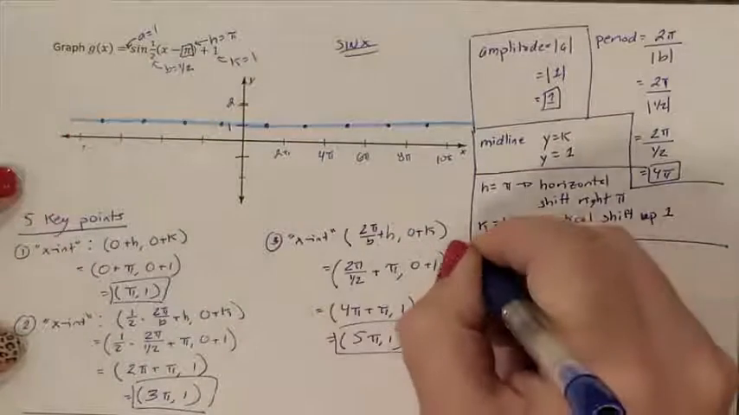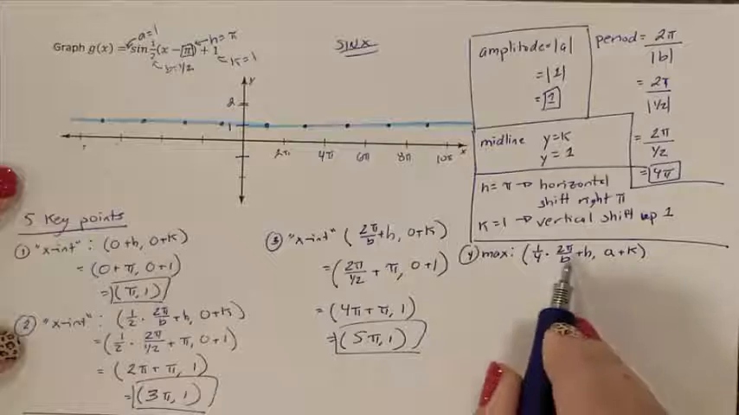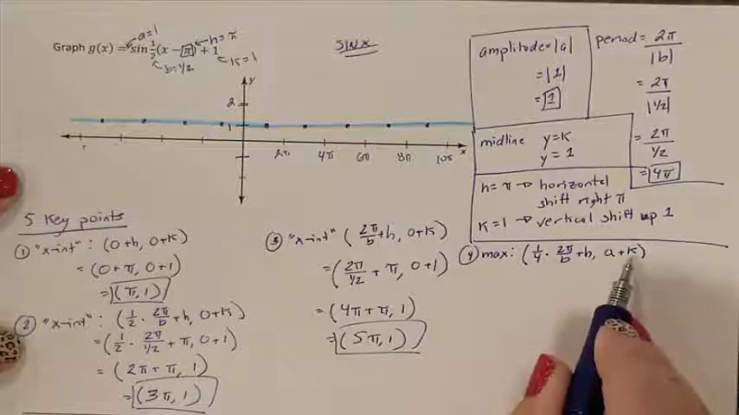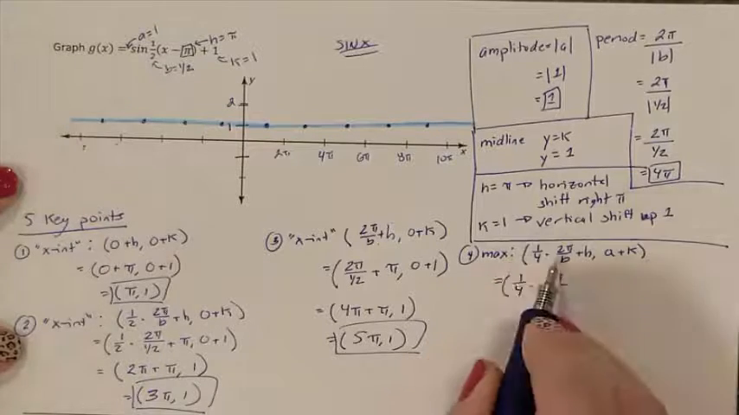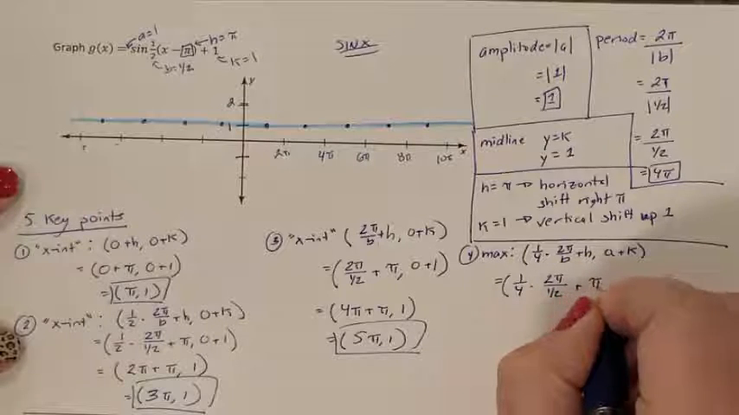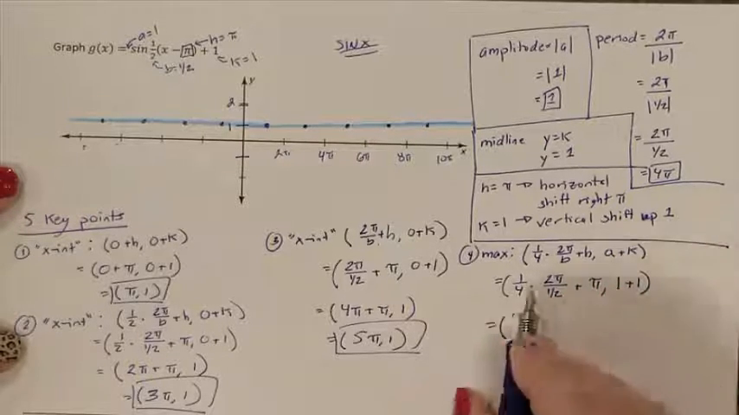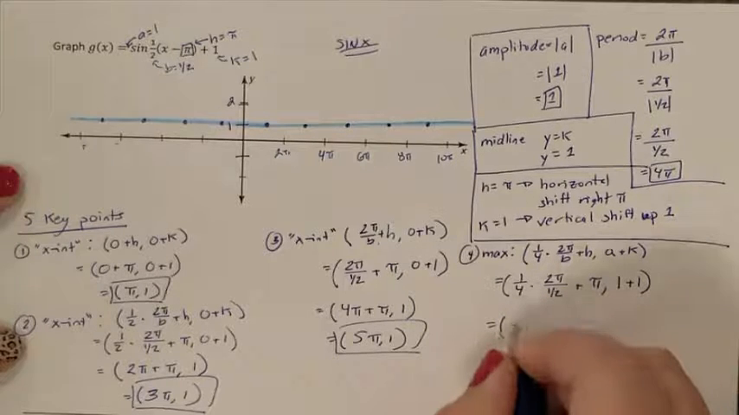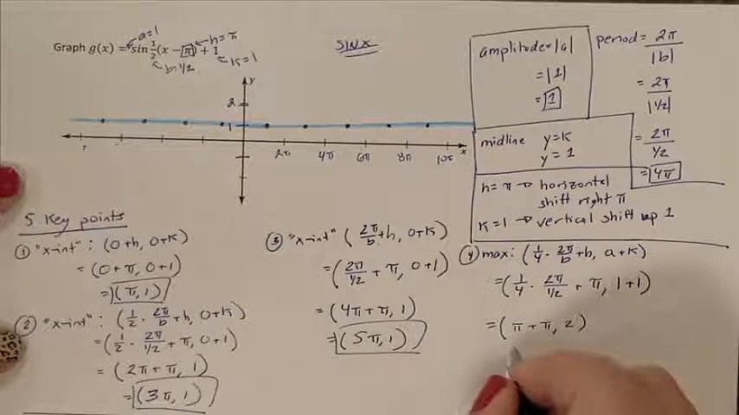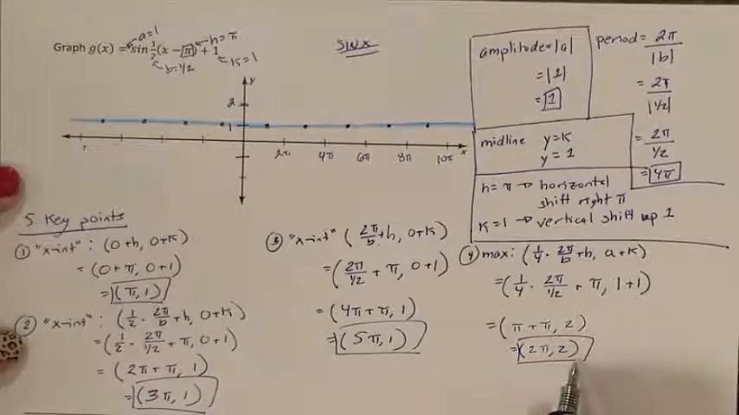Now I have my 1 max and my 1 min. Don't forget, your h needs to go with the x's and your k needs to go with the y's. My b is a 1/2. My h is a pi. A is 1 and k is 1. This portion of the formula gave me pi. Pi plus pi gives me 2 pi. So my max is at the coordinate point 2 pi, 2.